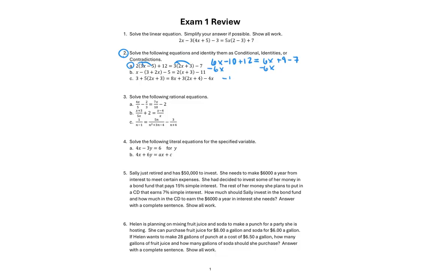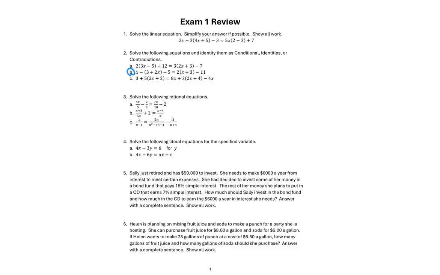So then I'd have minus 10 plus 12 equals 9 minus 7. So then I have minus 10 plus 12, that'll give me a positive 2. And then 9 minus 7, that will also give me a positive 2. Okay, so then I'm left with a statement that is absolutely always true. 2 is always equal to 2, so I know that this must be an identity. Okay, perfect.